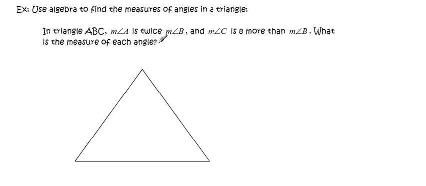Okay, now we're not always going to be given numbers to deal with. Sometimes we're going to have to use algebra to find the measures of the angles of a triangle. So let's say we're given a triangle ABC, and the measure of angle A is twice the measure of angle B.